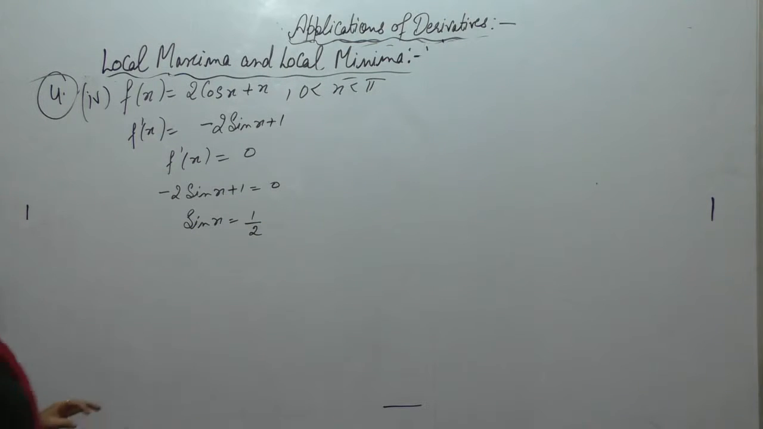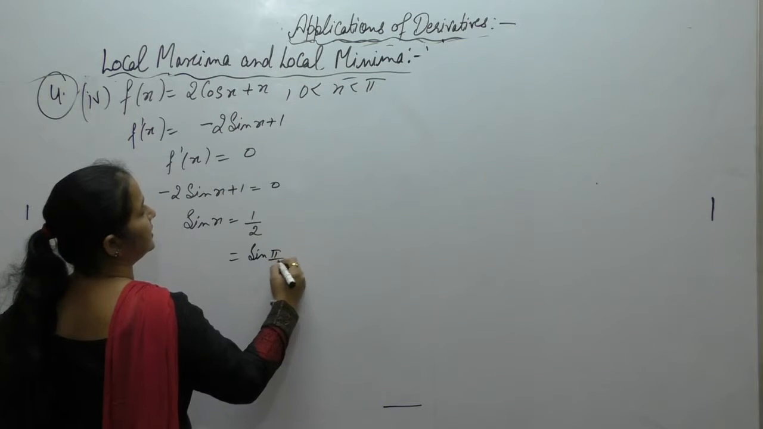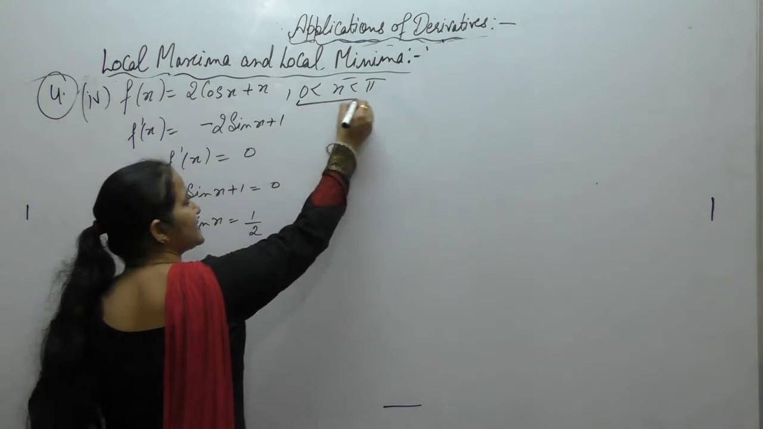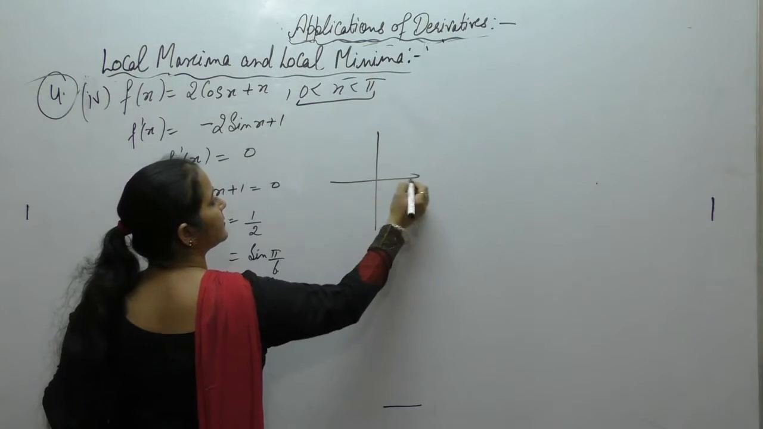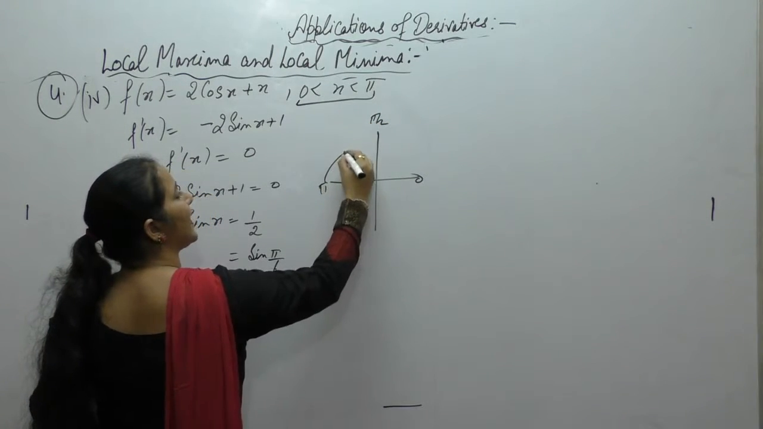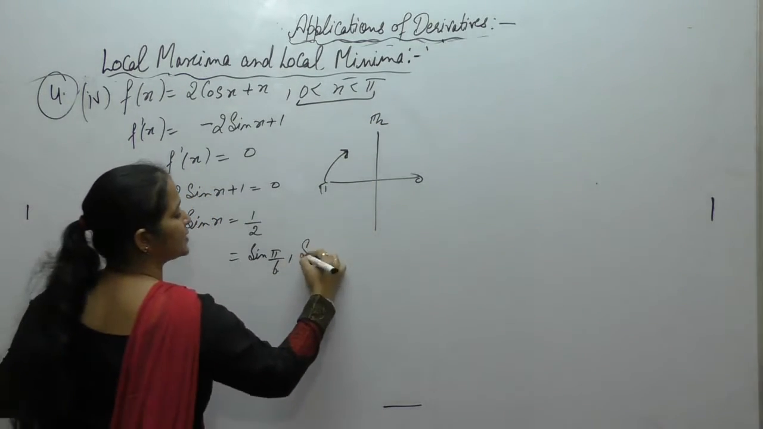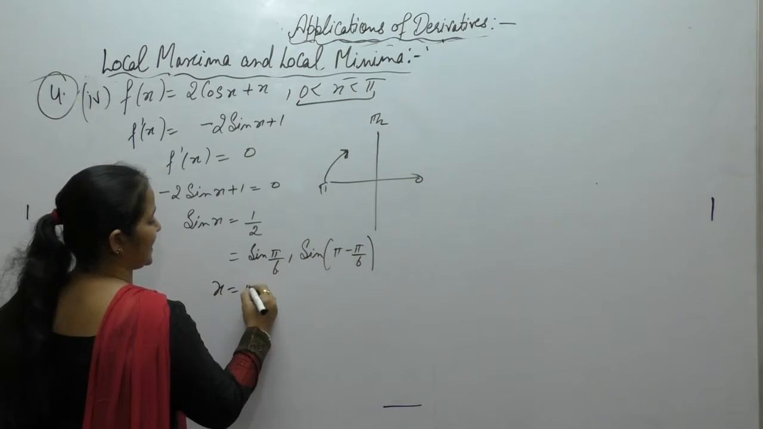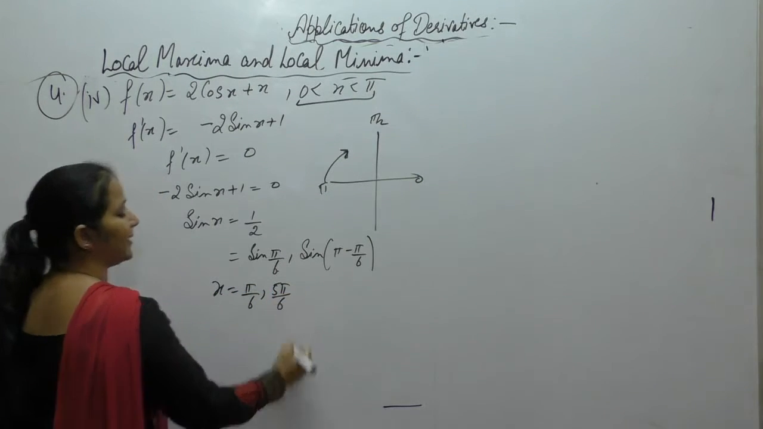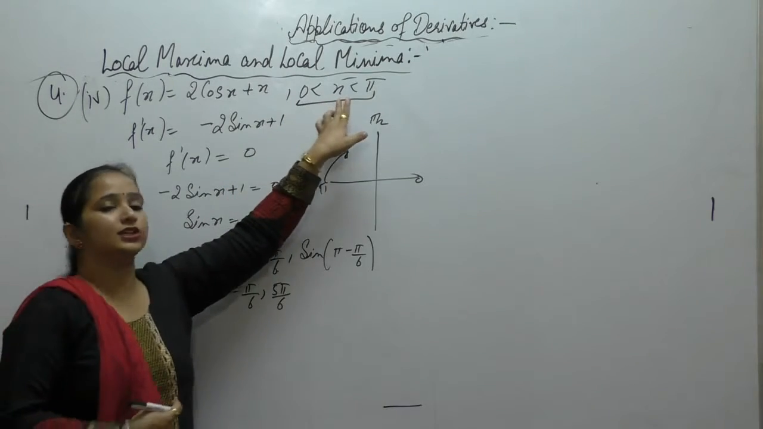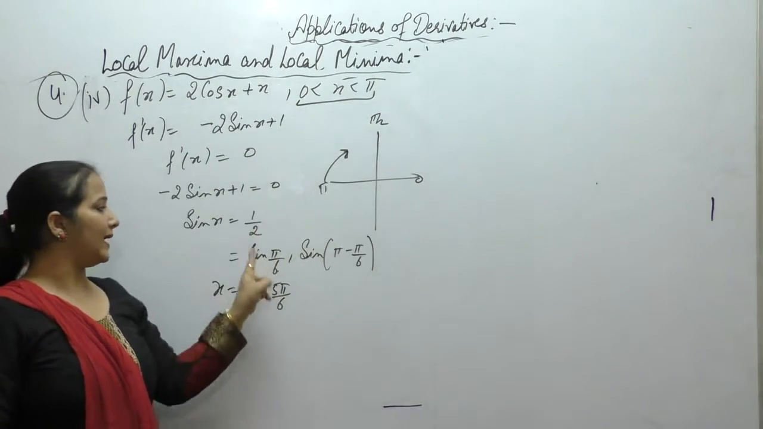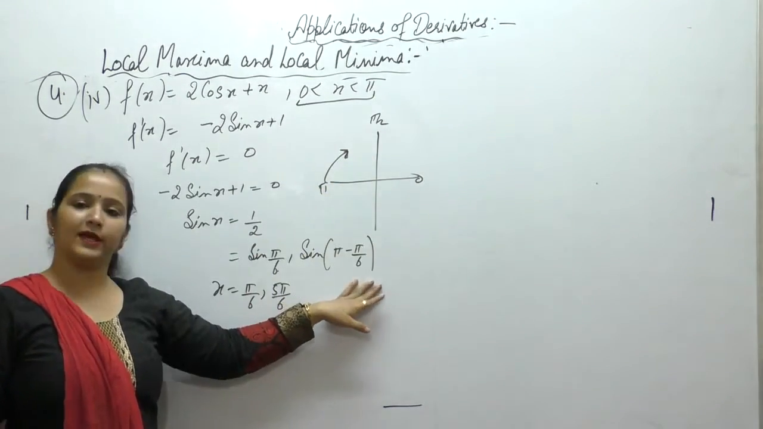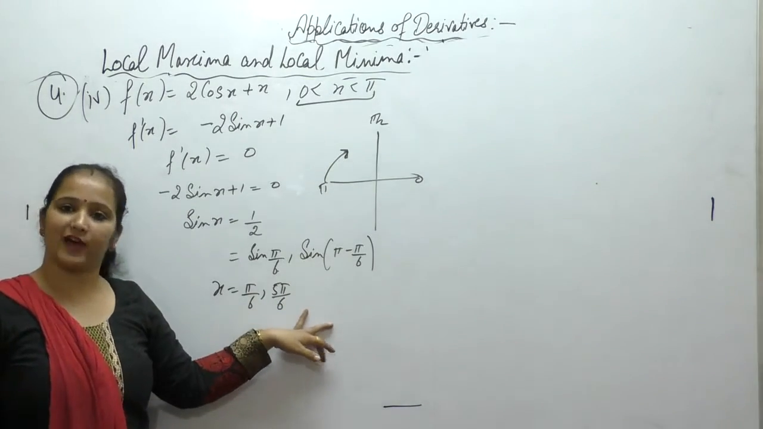1 by 2 is the value of sin pi by 6. Clear? Now pi by 6 is between 0 to pi. So the angle less than pi will also be included. So sin pi minus pi by 6. That is we get x as pi by 6 and 5 pi by 6, because x lies between 0 to pi, it means sin pi by 6 will be there, and the angle pi minus pi by 6 will also be included, that is 5 pi by 6.